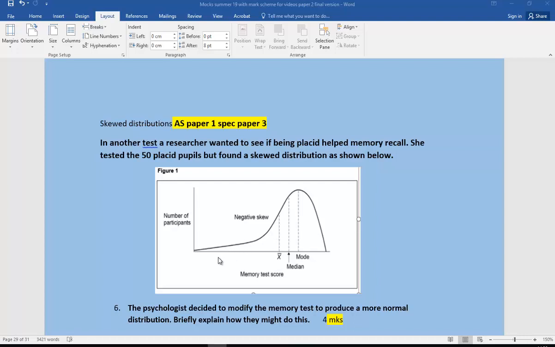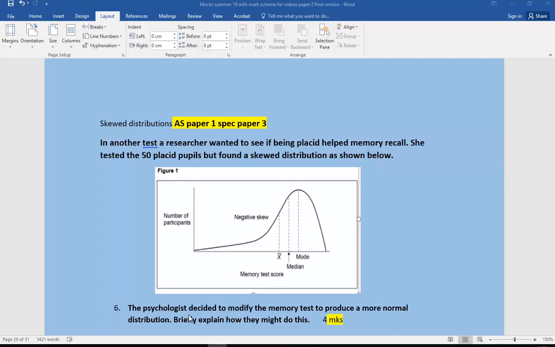And that basically means, if we think about this as a score, 0 to 50 or 100 or whatever in a test, in this case a memory test, more people have scored highly. The further along this line they are, where the bulk is higher, it means that more people have scored highly. Okay, so that's just to give you a bit of a revision of that, and that is a negative skew.